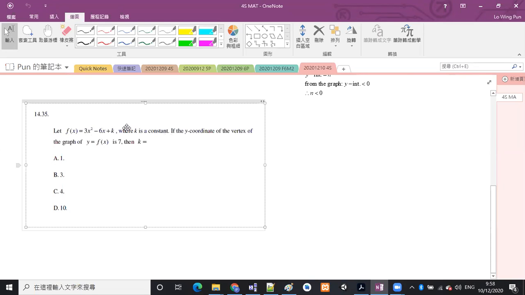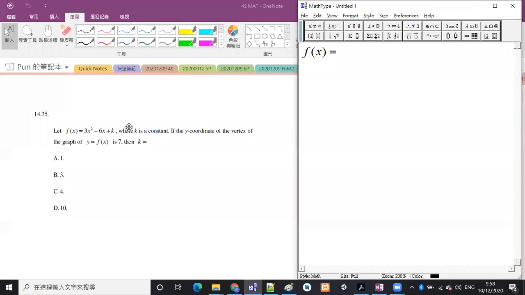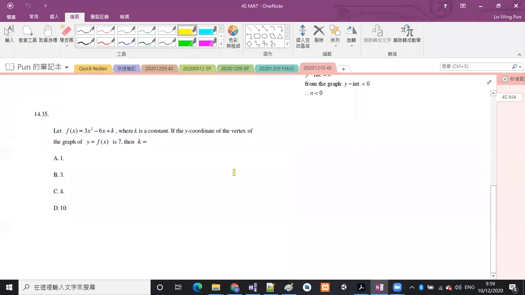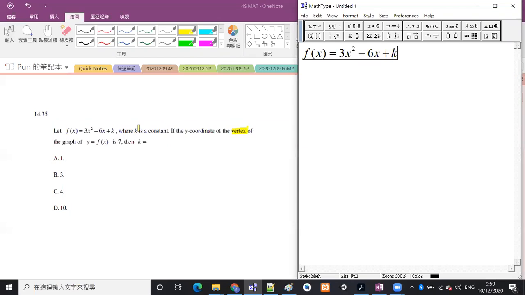14.35. So let f(x) be 3x squared minus 6x plus k, where k is a constant. If the y coordinate of the vertex of the graph of y equals f(x) is 7, then k is what? Can you see that the keyword here is the vertex? So we are considering something about the vertex of this graph. We cannot just keep the equation in the ABC form. We have to change the equation from ABC form to the AHK form. Is it okay?